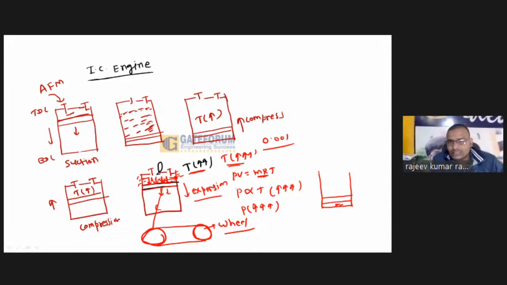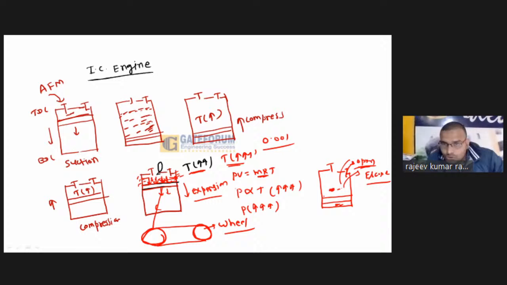So my dear friends, what happens at the end of expansion? The outlet valve is going to open. Once the outlet valve is open, there is very high temperature and pressure of burning gases. So once this exhaust valve opens, most of the burning gases are going to escape.